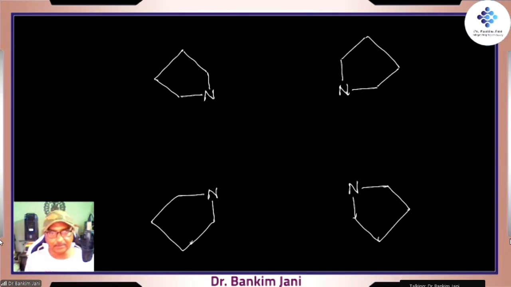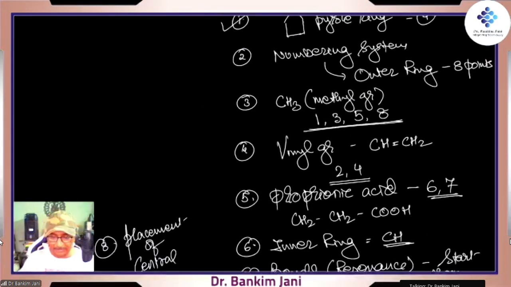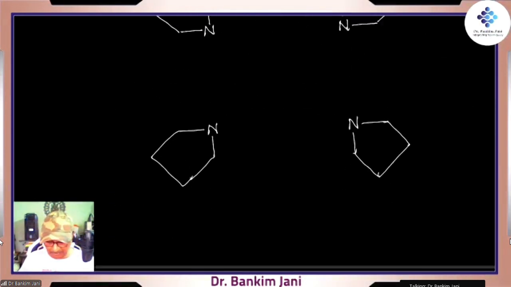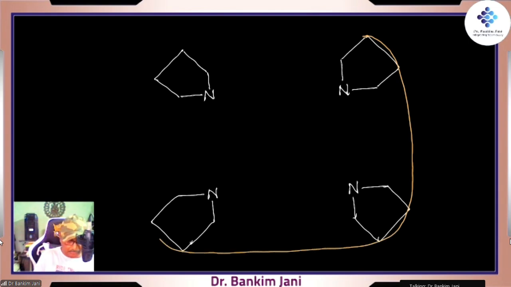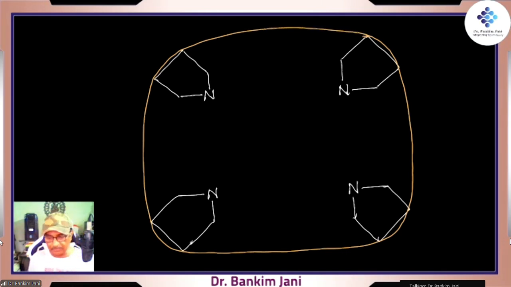So this is done. Now, our second step is what? Second step is the numbering system. The outer ring has 8 points. So here is the outer ring. You don't draw this, this is just for the explanation. It is touching only the outer rings. So this will be the outer ring.